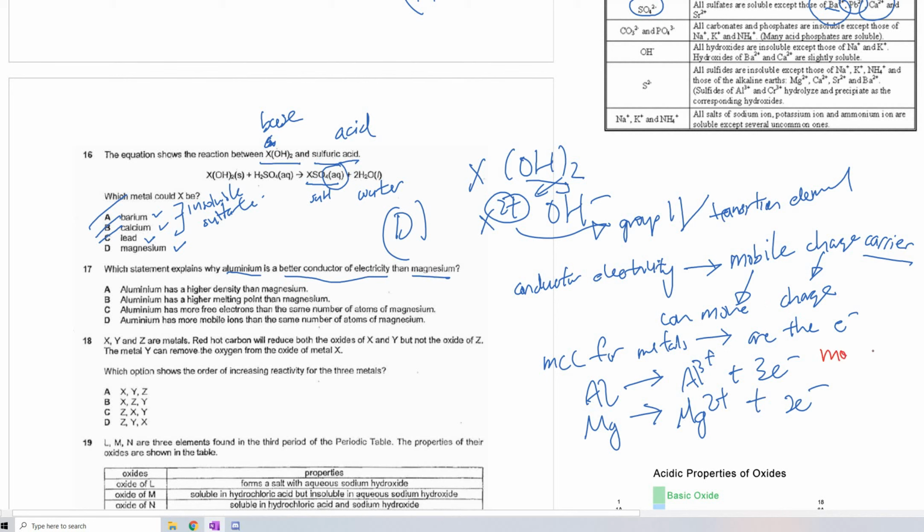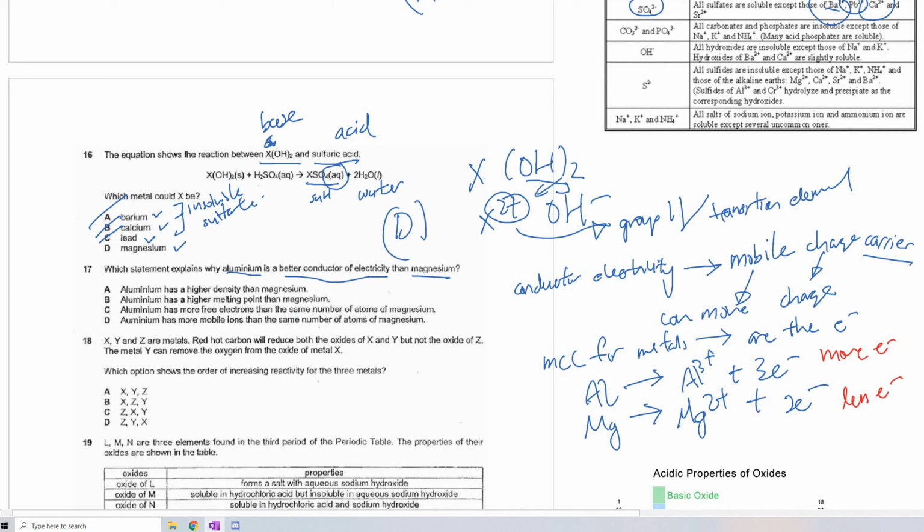Alright, more electrons in aluminium than magnesium. So because of that, there are more mobile charge carriers present in aluminium. So aluminium is a better conductor of electricity. Okay, so let's take a look at the options.